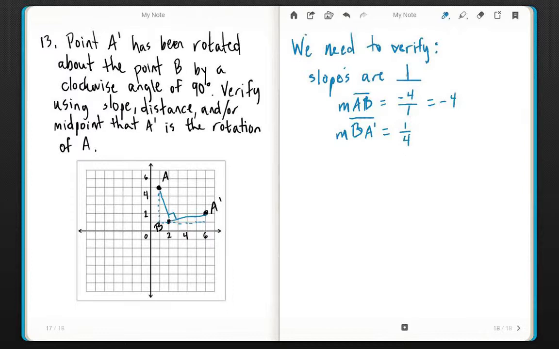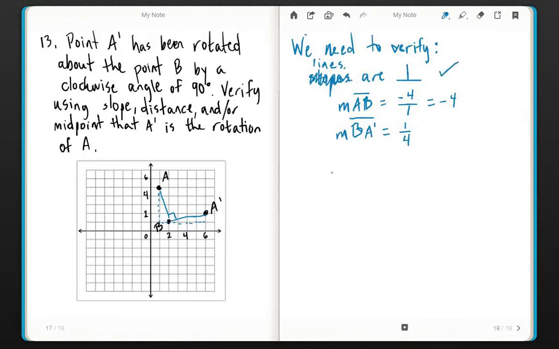To prove that the lines are perpendicular, we prove that the slopes are opposite reciprocals of each other. What we mean is that the fractions made from the slopes are reciprocals: 4 over 1 is the upside down of 1 over 4, and they have opposite signs. This slope is positive, this one is negative. So in fact, the lines are perpendicular.